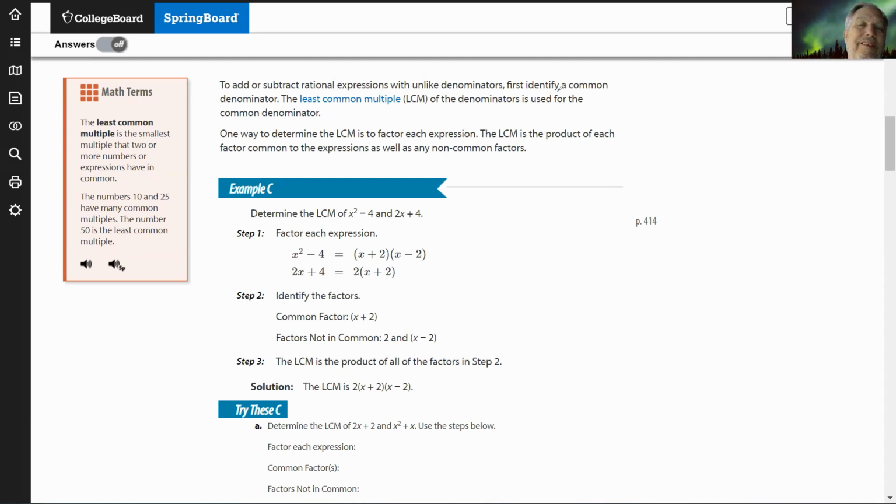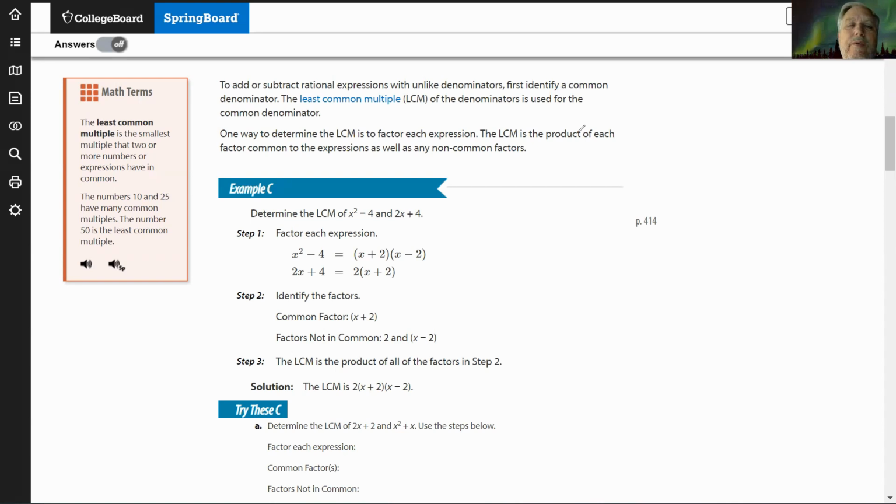Now, of course, it was easy in numbers. If I had like 10 and 25, for example, I would just skip count by tens and 25s and get 50, and 50 was the lowest common multiple, or the least common multiple. Not so clear on the polynomials. So let's just go ahead and look at them.